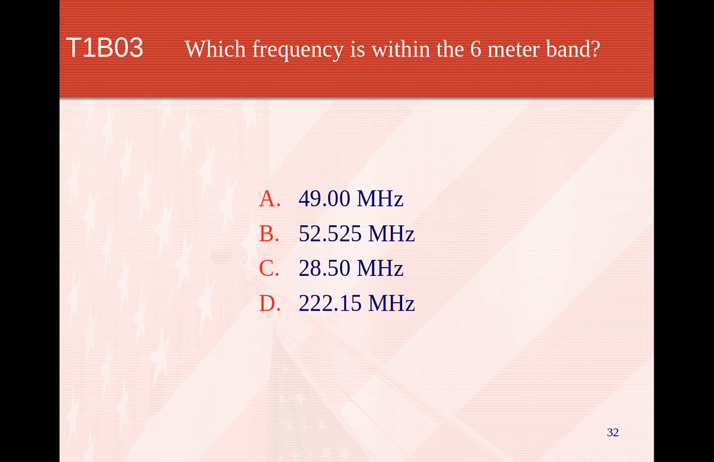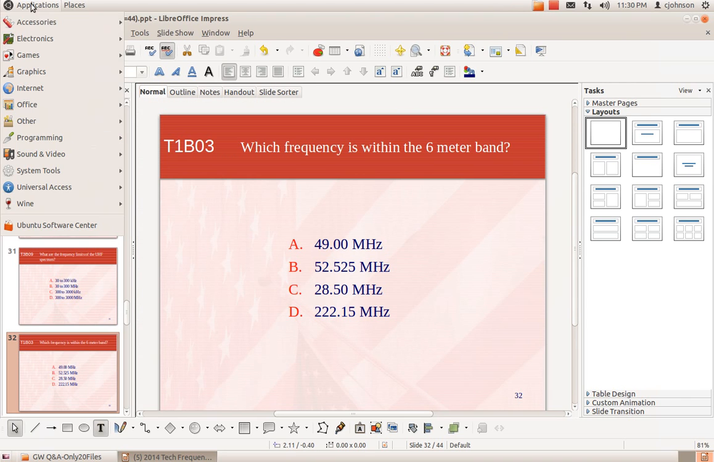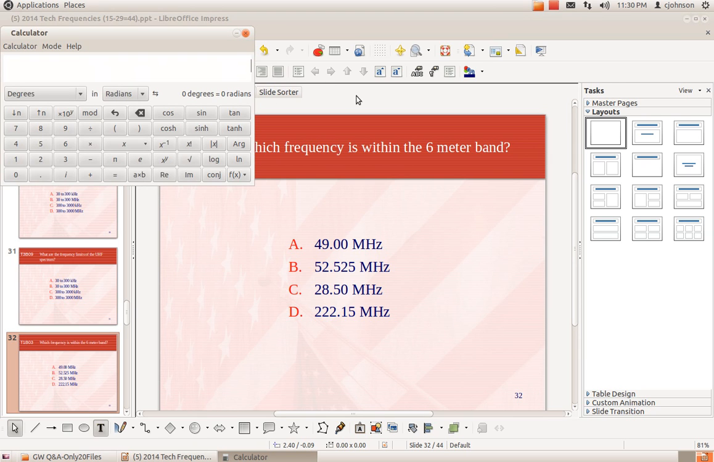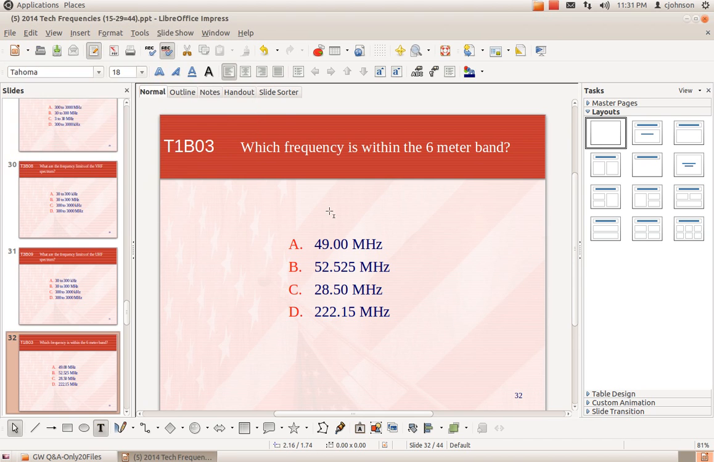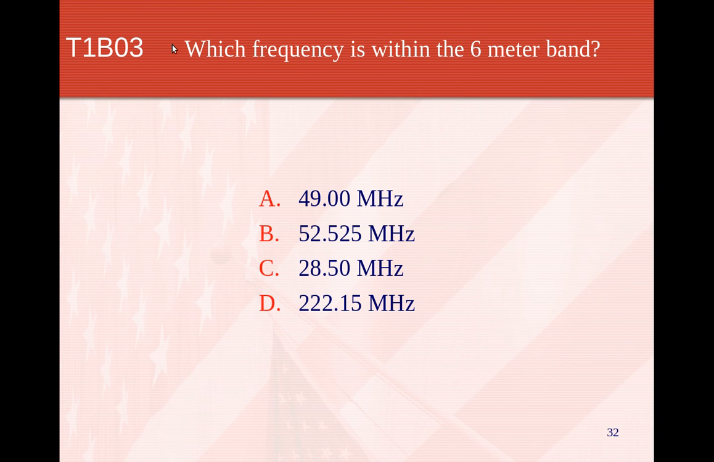What frequency is within the 6 meter band? So with this question, we can use our calculator really quick. We take our speed of light divided by frequency, and that will give us the wavelength. So the first answer is 49 megahertz. That's 6.1. Let's try 300 divided by 52.525. 5.7. So this is the correct answer, B. Again, it's the approximate wavelength that we're looking for.